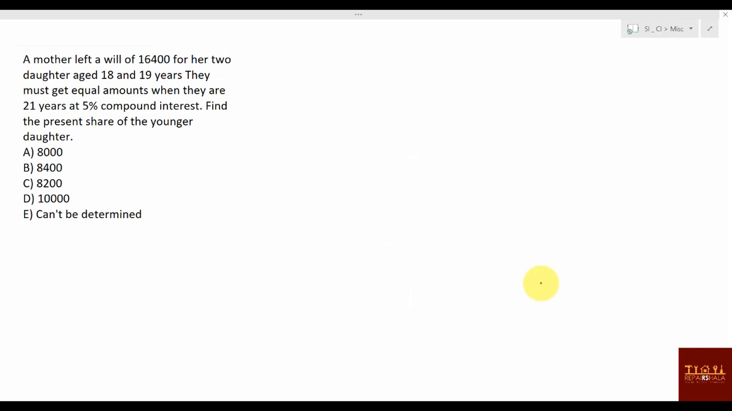This one. A mother left a will of 16,400 for 2 daughters. One is 18 years and one is 19 years. When they are 21, here 3 years will come and here 2 years will come. Right? Okay. At 5% rate of interest. Here also 5% rate of interest. What they are telling? They must get equal amounts. Again, understand, it's equal amounts, not interest.